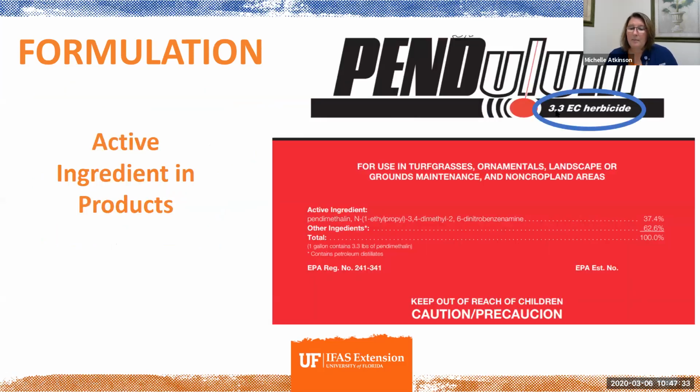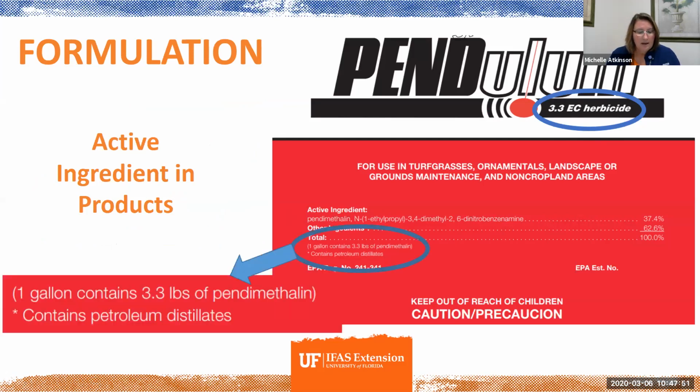So let's look at Pendulum. See up here, it's Pendulum 3.3 EC. What does EC stand for? Emulsifiable concentrate, herbicide. So what does that 3.3 tell us? Well, if we look right here, it's telling us that for 1 gallon, it contains 3.3 pounds of pendimethalin. So it's giving you the concentration of the active ingredient.